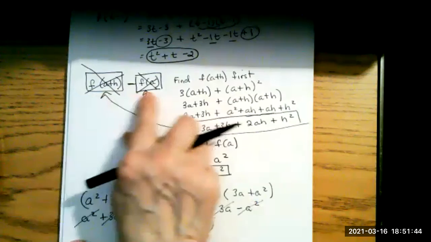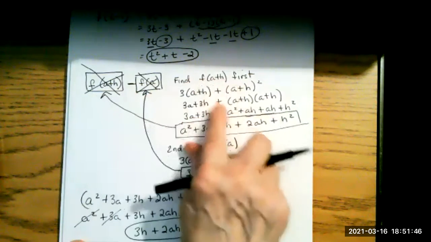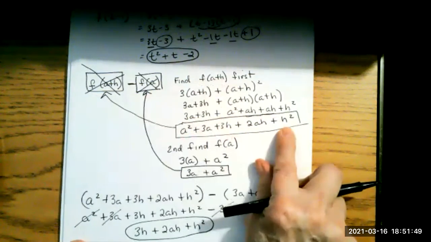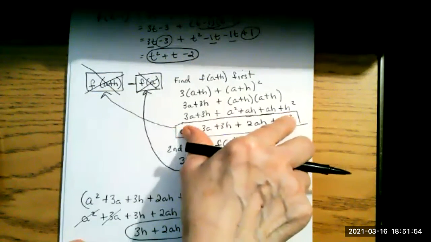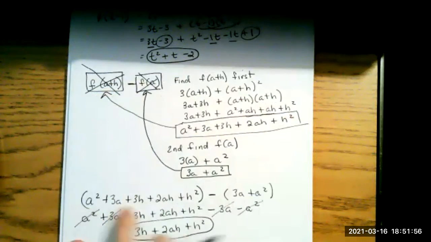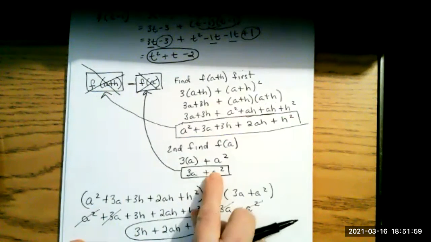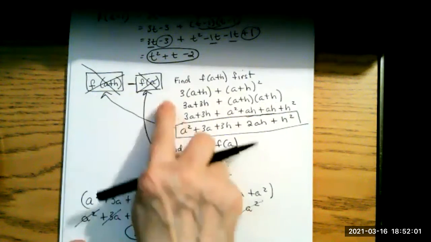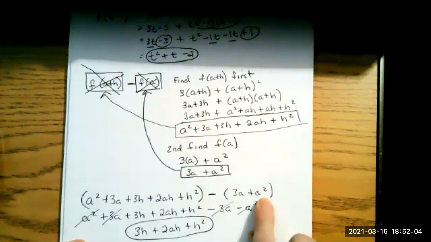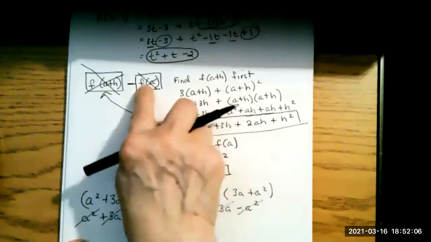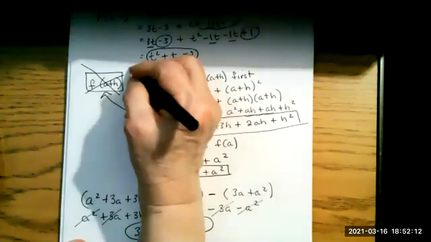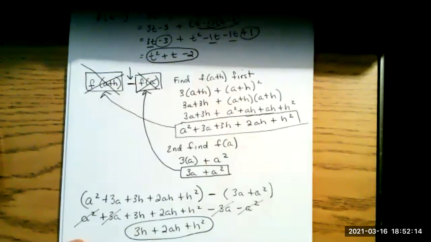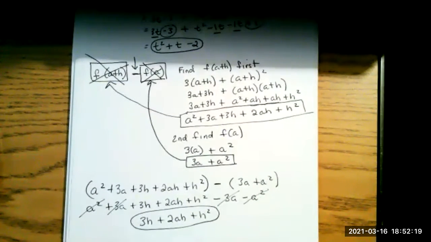So my original problem looked like this. I had to go through all this effort to see what it was when I put in a plus h. Now this is my answer for a plus h. So I take this out and put my answer in. This is what I got when I put in f of a. So I substitute this in for this x up here. Now then, I still have my minus that's between them. It's still there. So the only thing I have left to do is distribute that minus, and then things will start canceling.